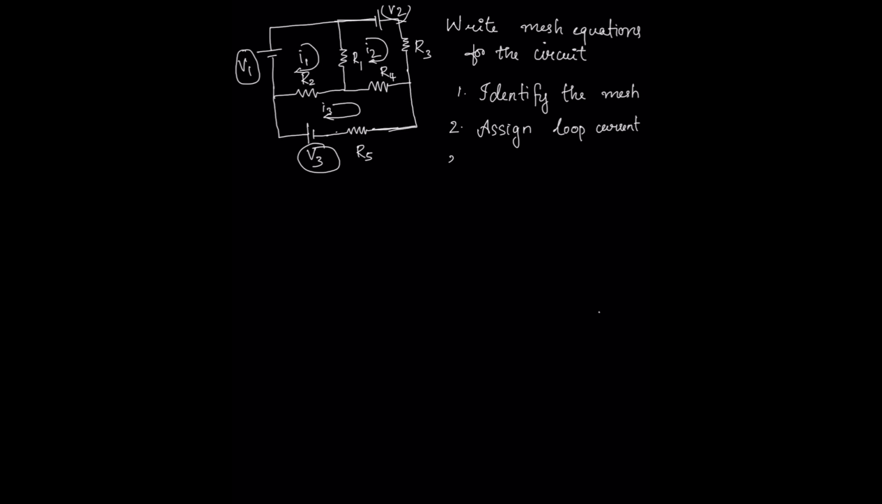KVL equation. And the third point is to write the KVL equation for each mesh. For the first mesh, that is mesh 1, we can draw it like this. That is, we have a voltage source, then we have R1, and then we have R2. And our loop current I1 is flowing like this.